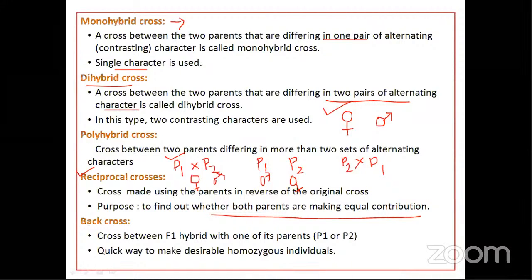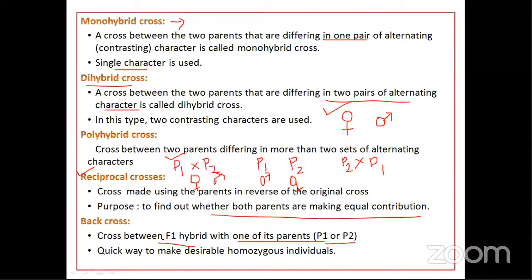Okay, then coming to the next term, that is backcross. Backcross is the process where you cross the F1 with either one of the parents, P1 or P2, irrespective of whether it is dominant or recessive. No need to look for anything. Simply crossing with any of the parents is called a backcross.